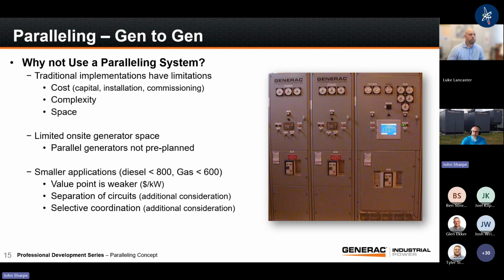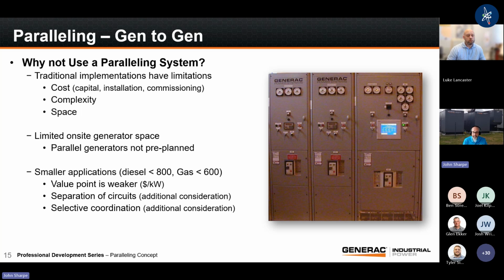Okay, why wouldn't I use a paralleling system? Well, there's a couple different things here. The first thing is to talk about what type of paralleling system I would have. In this particular case, what I'm showing you is what we call a traditional paralleling system. It's where it's going to be paralleling switchgear. And the biggest problem with paralleling switchgear, it's expensive. Right? It's also big. What I'm looking at there is probably 10 feet wide, 8 feet tall, at least 4 feet deep. So do you have the room for this type of equipment in your electrical room within the facility? And if not, that's a challenge.